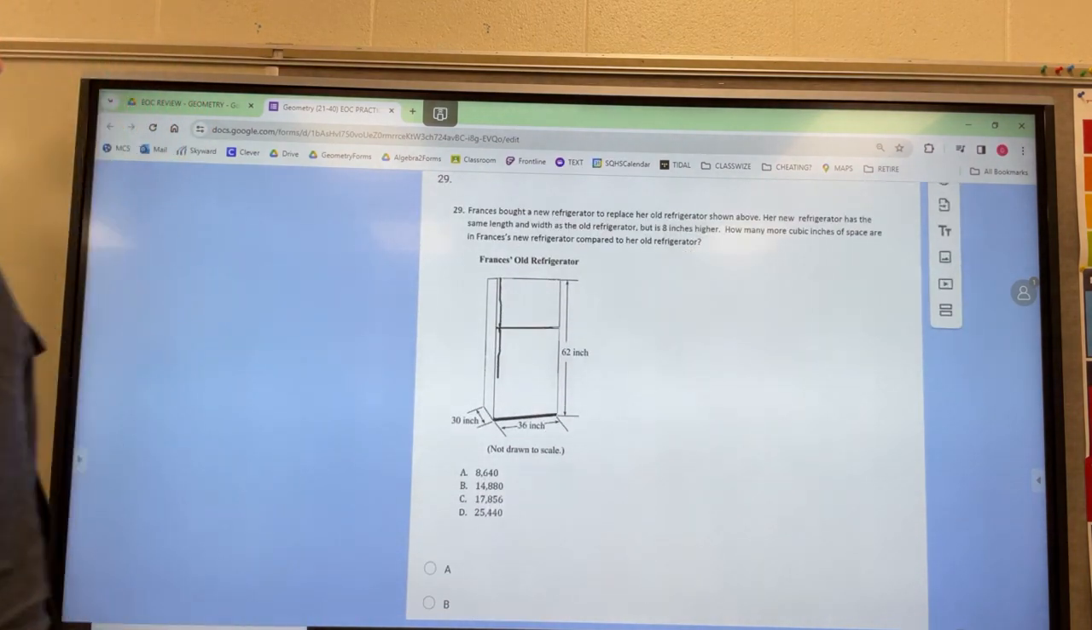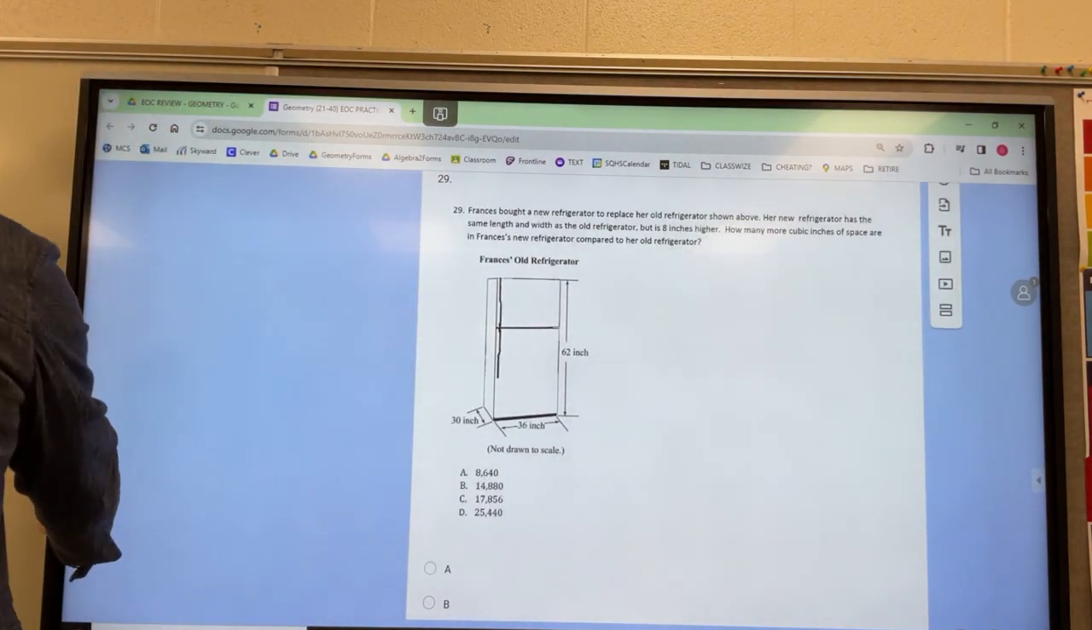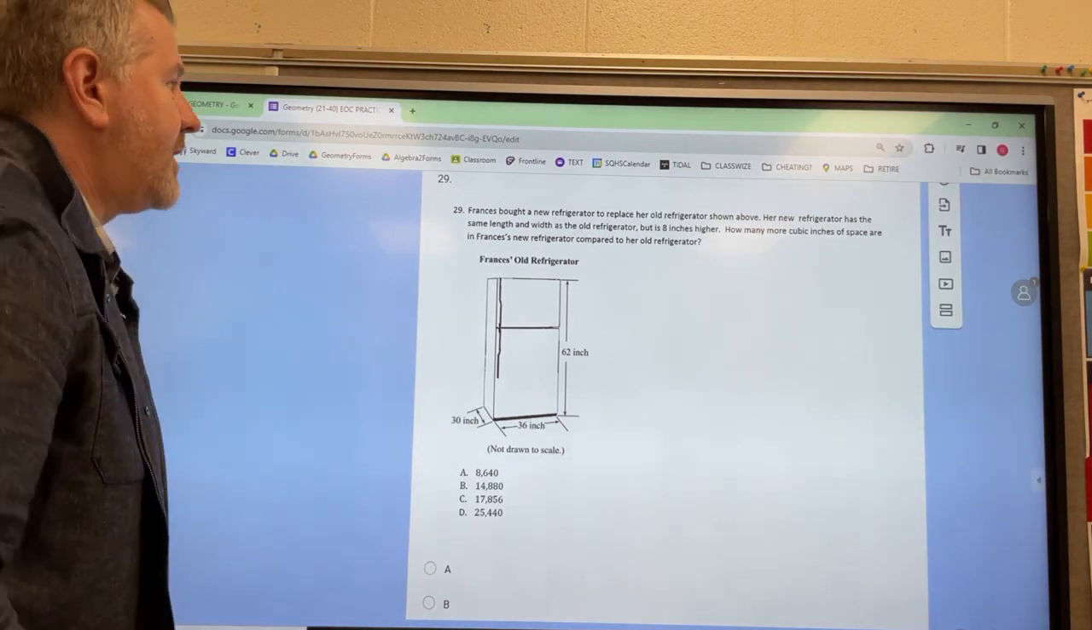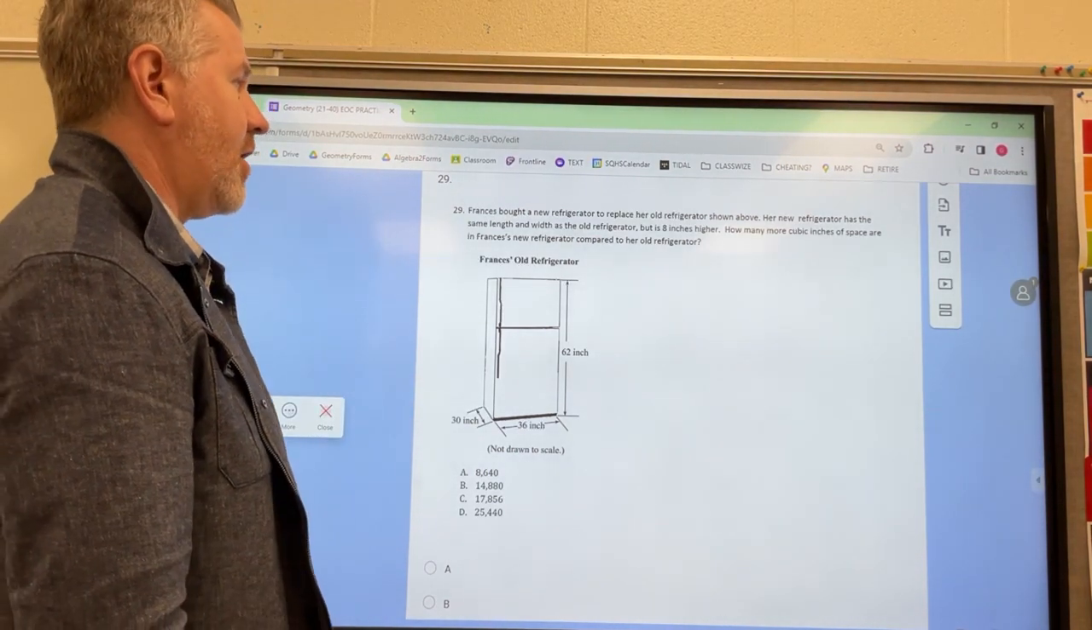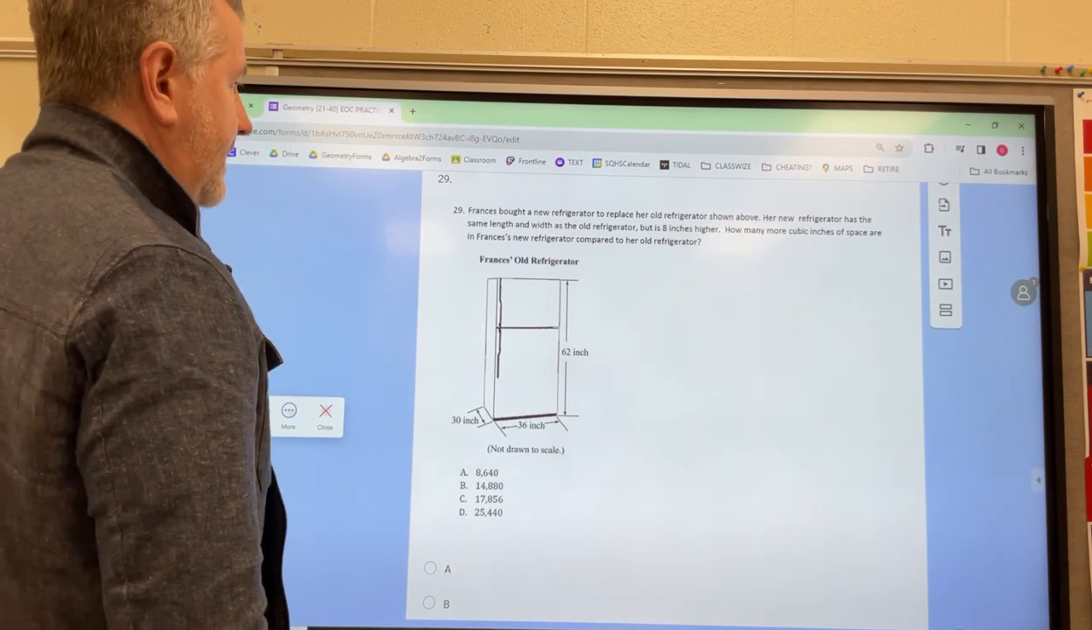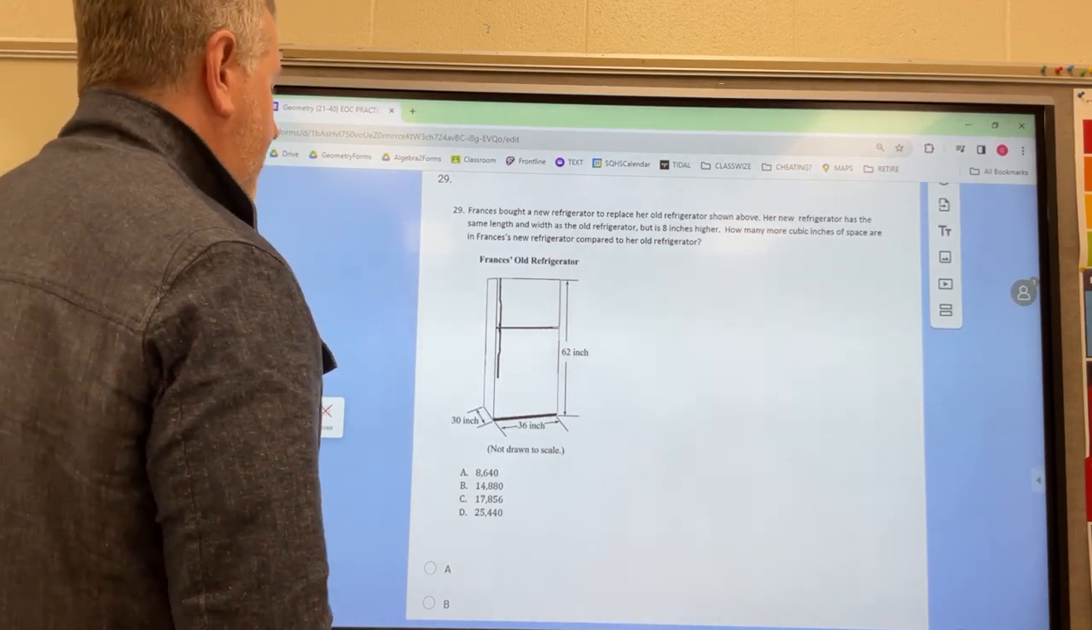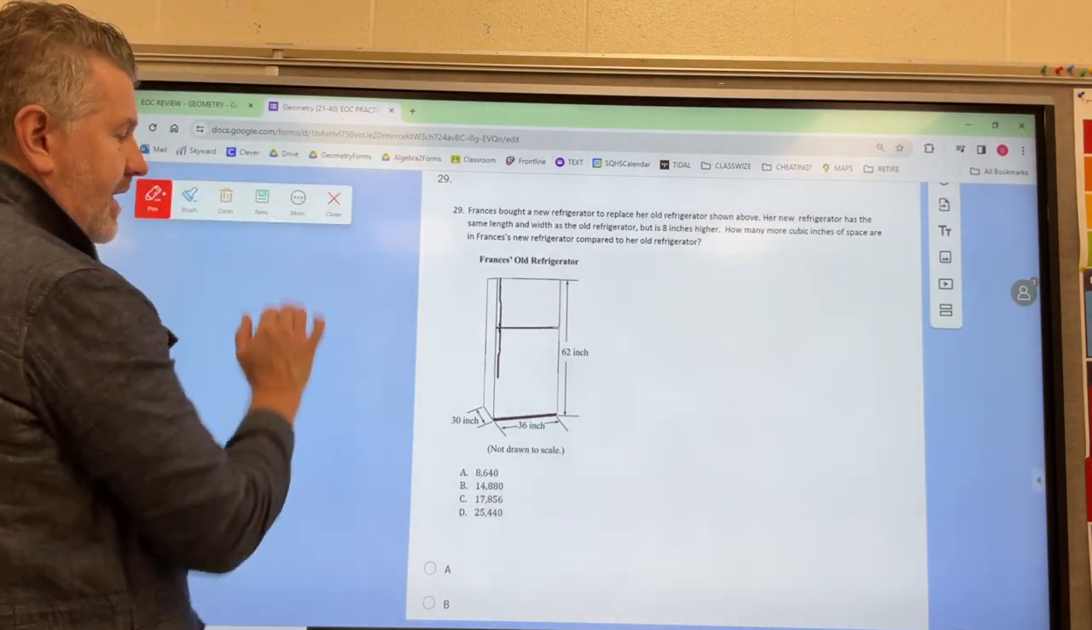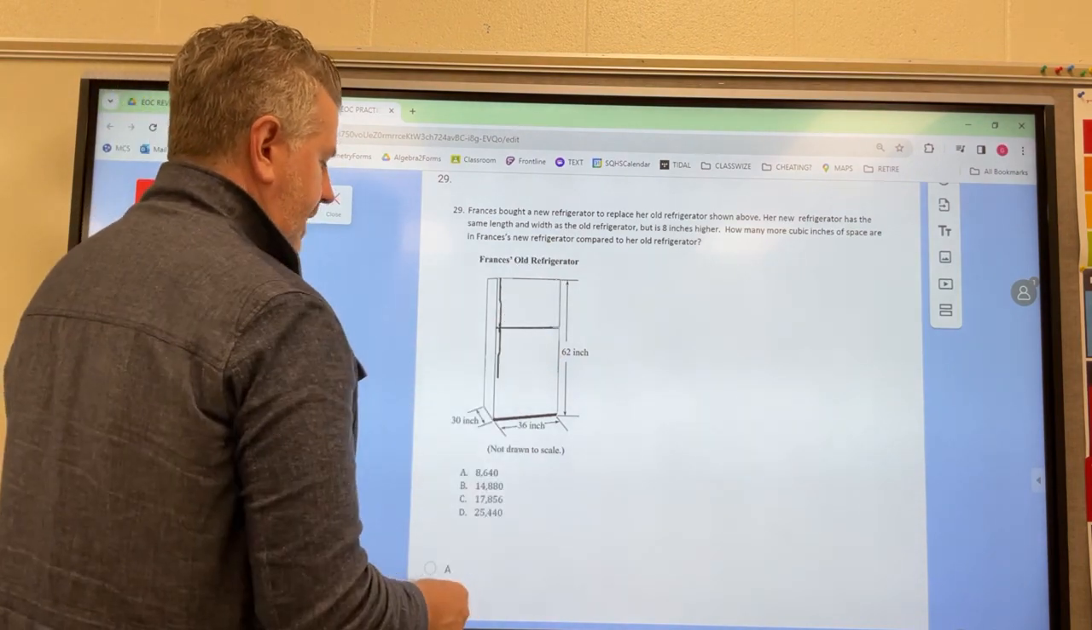Frances bought a new refrigerator to replace her old. Her new refrigerator is the same length and width as the old refrigerator, but it's 8 inches higher. How many more cubic inches of space are in the new one compared to the old one? So we need the amount of the old one and the amount of the new one. So here's her old refrigerator.